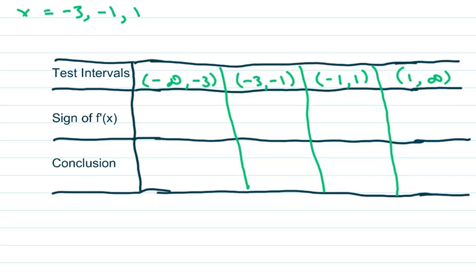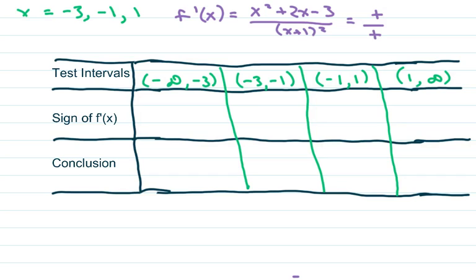And we're using our first derivative test. So our derivative, f prime of x, I'm just going to write out: x squared plus 2x minus 3 over x plus 1 squared. Now, when I plug in a negative number, say negative 4 in here, I'm going to get a positive over a positive. So that means the sign of my derivative is positive.